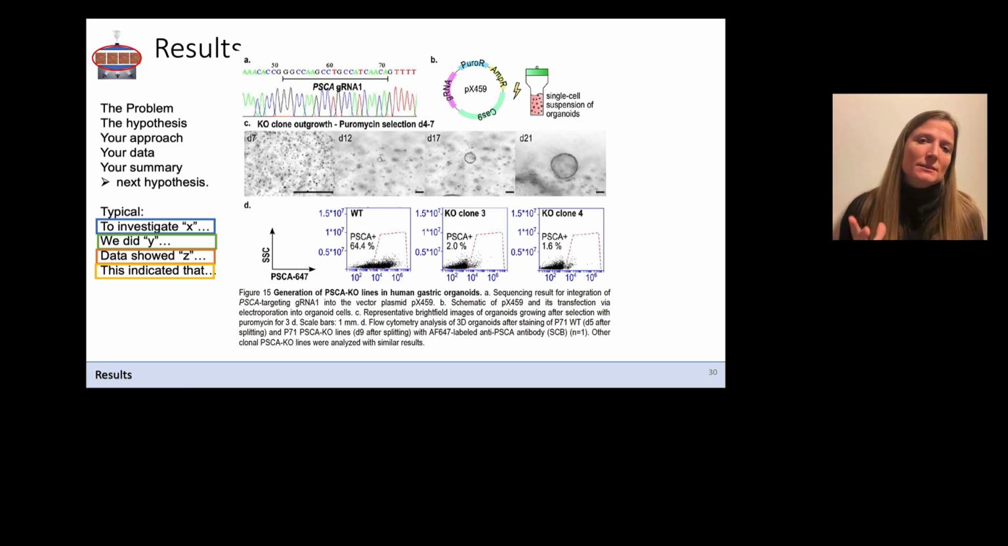And here you see the result of how I obtained this particular knockout, broken down into a multi-panel figure. This here is my gRNA, my guide RNA that I use for the knockout. This is my plasmid, and I do an electroporation. Here grows my clone, and here I analyze two of the clones, and I see that PSCA is less here than in the wild type control. So, I made this knockout and I analyzed the knockout.